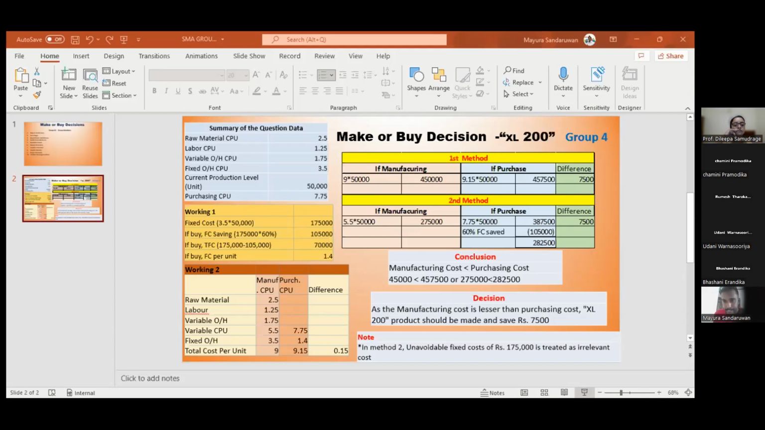There are several methods to compute the answer, but we use two methods. In the first method, Mayura, you can stop, and the other student, whom I mentioned, can start. Who is the other member?